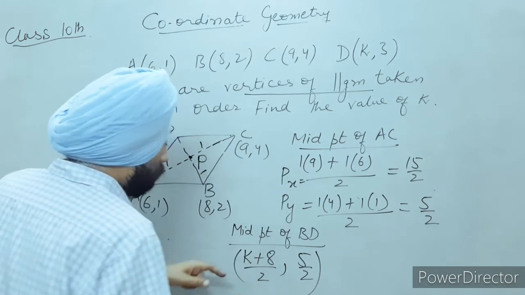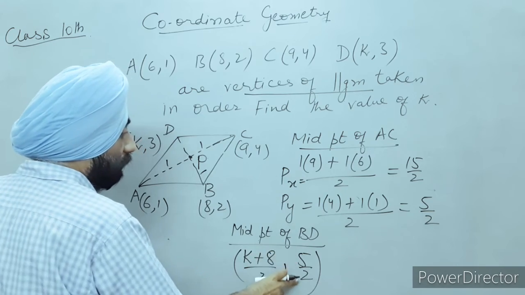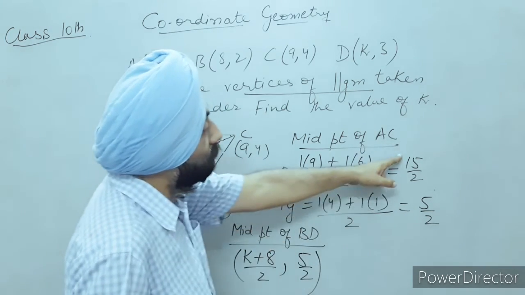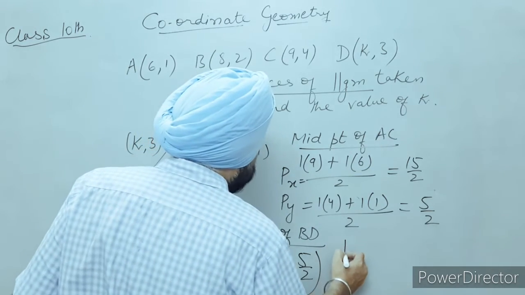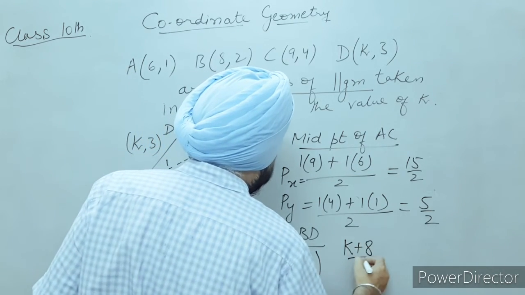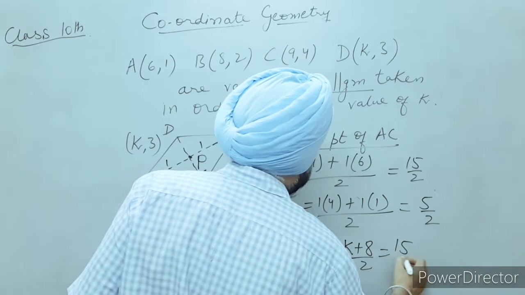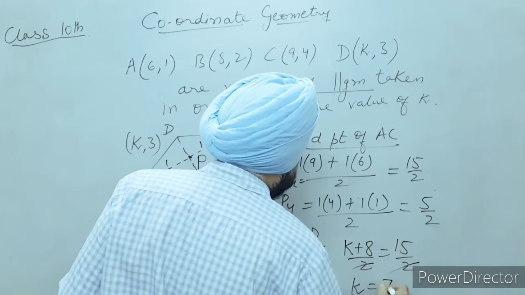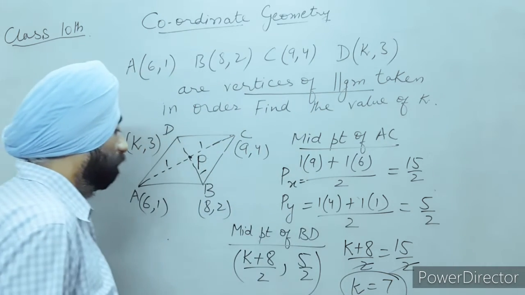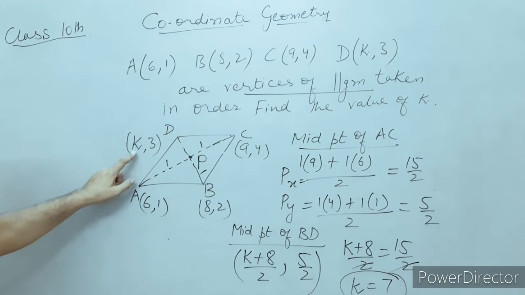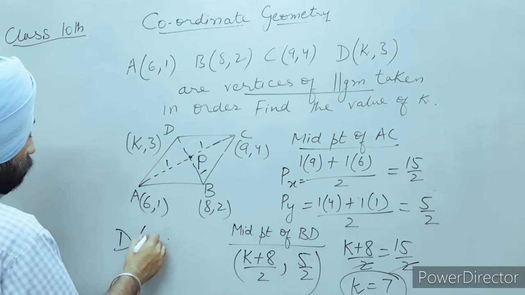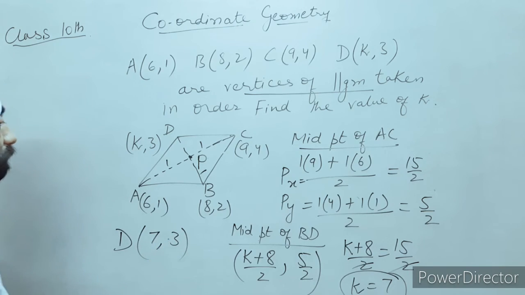So therefore, 5 by 2 is equal to 5 by 2. Now K plus 8 by 2 must be equal to 15 by 2. This cancels. K is equal to 15 minus 8, that is 7. The value of K is 7. That is, the vertex D will be K comma 3, that is 7 comma 3.